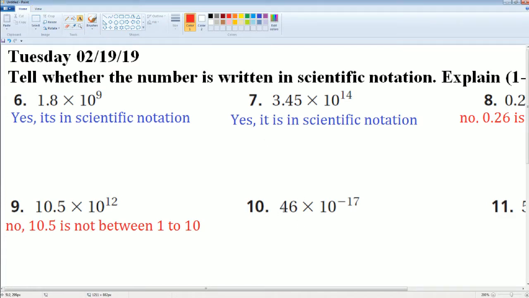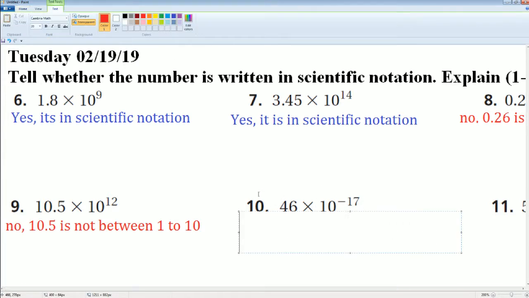Let's look at this one. 46 times 10 to the negative 17. Is the factor here in front between 1 through 10? We would say no. 46 is not between 1 to 10.